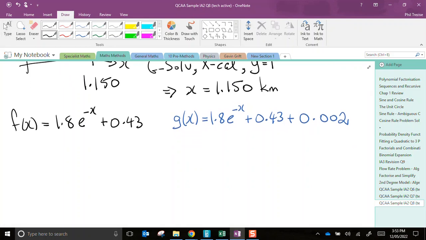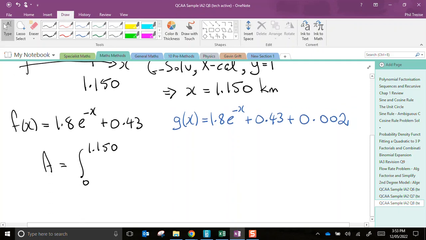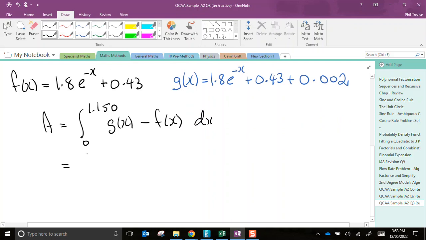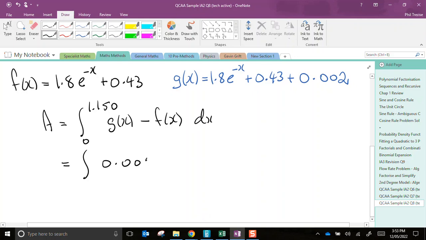So the area between the curves would be the integral from 0 to 1.150. There's my limits of integration. And it would be the top curve, that's g of x, subtract the lower curve, that's f of x, integrating with respect to x. Now it should be pretty obvious. If I take this big blue formula and subtract the black formula, everything disappears except for that 0.002. That's the leftover bit between the limits of 0 and 1.150.